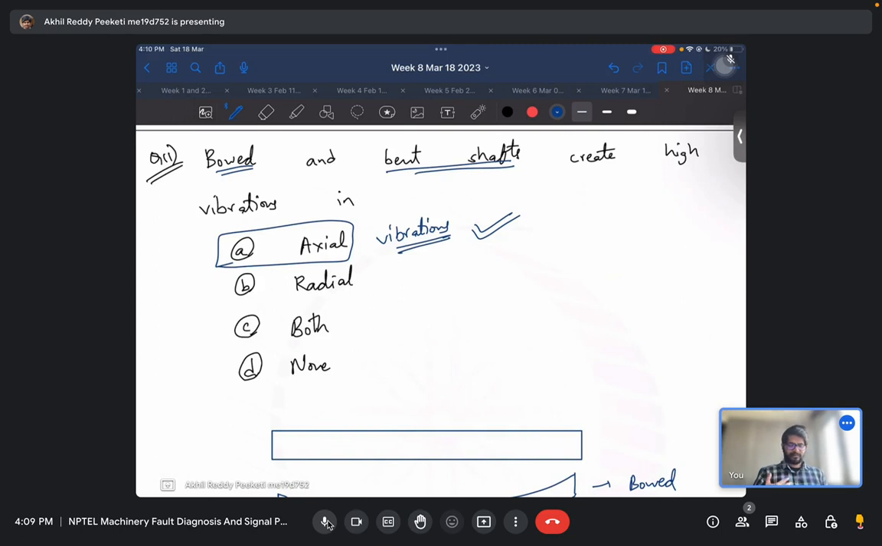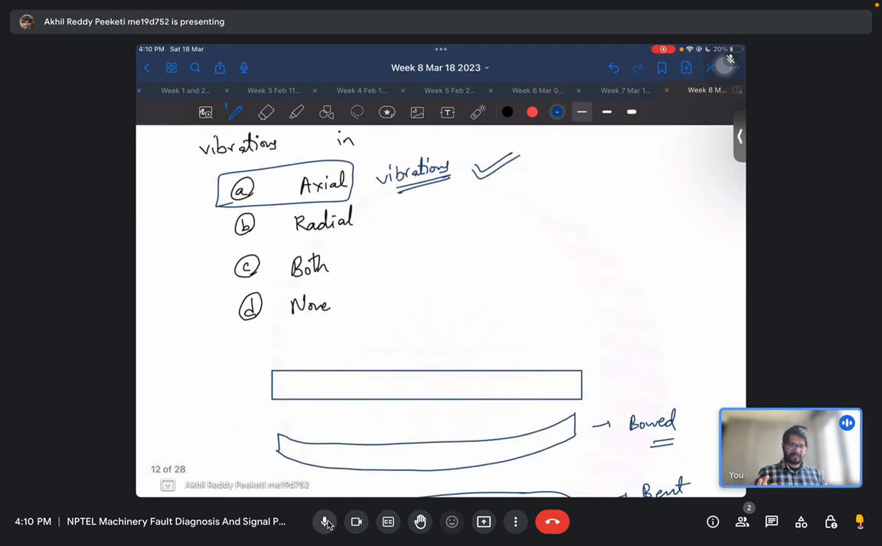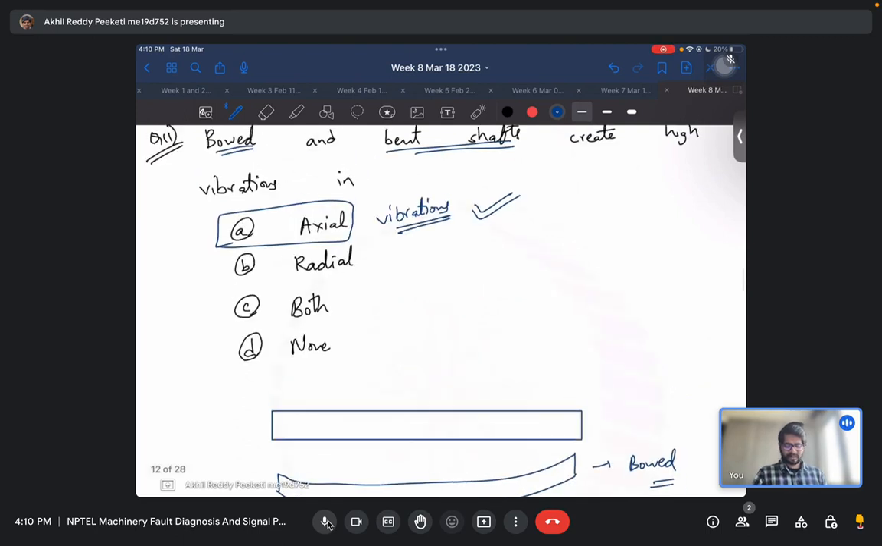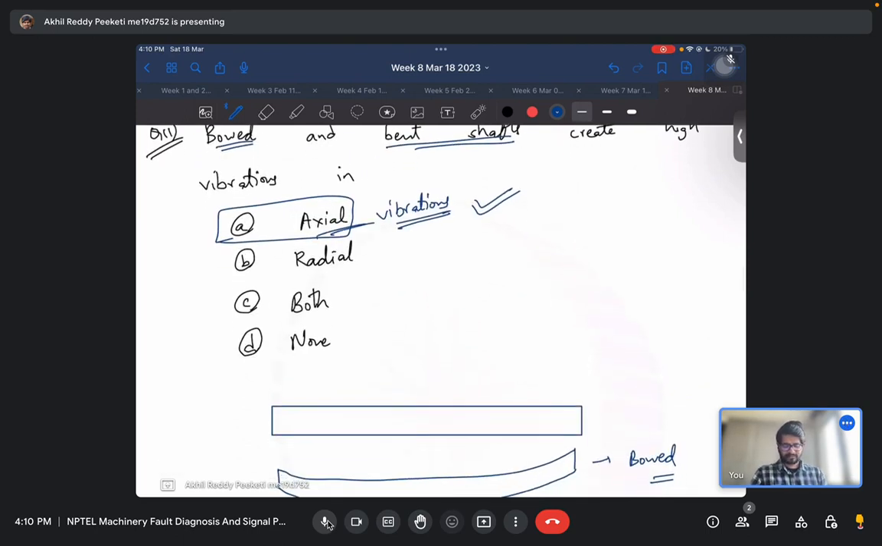Next, if you have bowed or bent shafts, in which directions do they create vibrations, axial or radial? As we have seen earlier, if there is an eccentricity, then you get radial forces, but if it is misalignment, then you get axial vibrations. So bowed or bent usually gets closer to misalignment, so they generate axial vibrations.